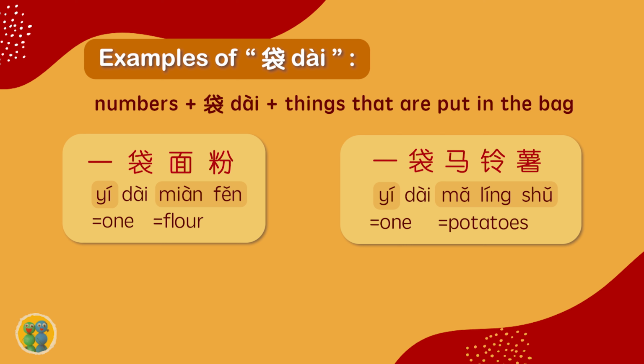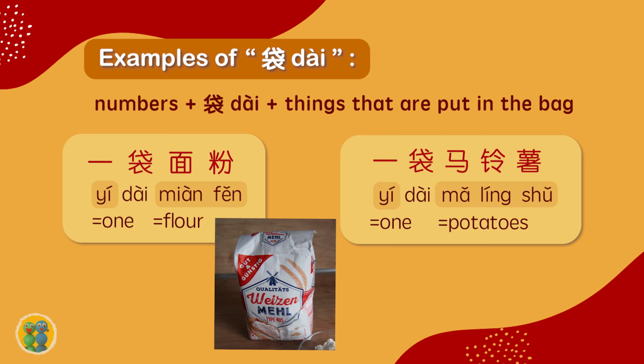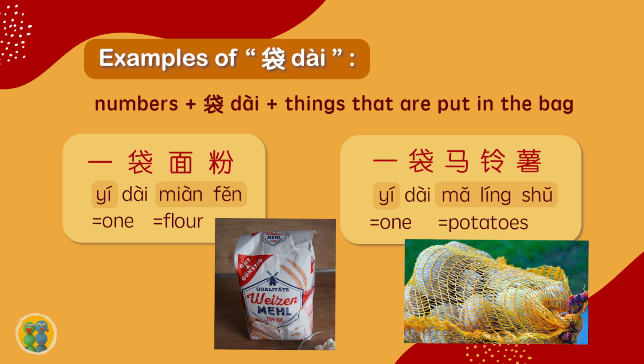Examples of 袋. 一袋面粉. It means one. 面粉 means flour. 一袋马铃薯. It means one. 马铃薯 means potatoes.